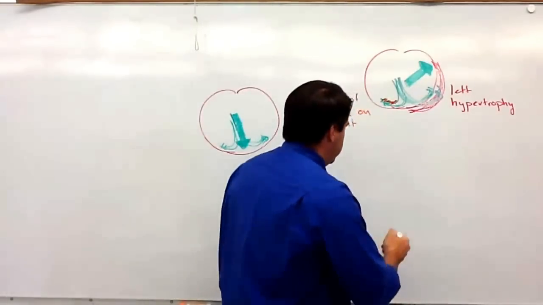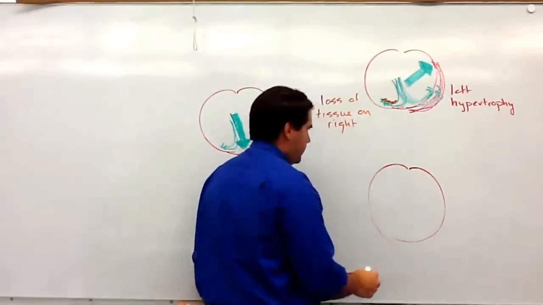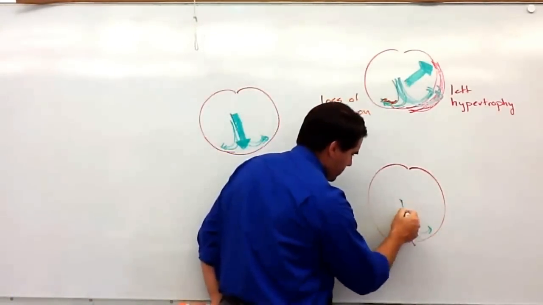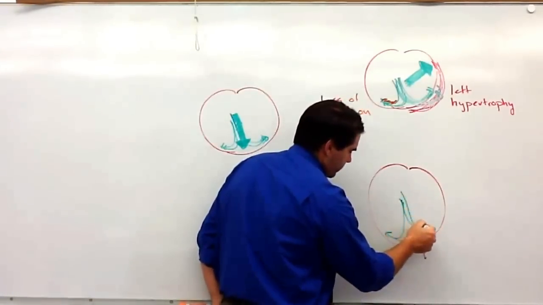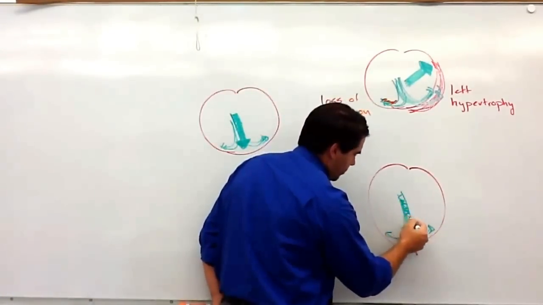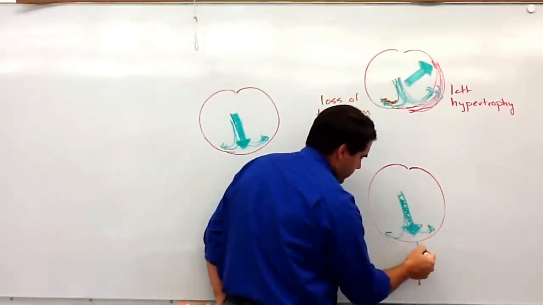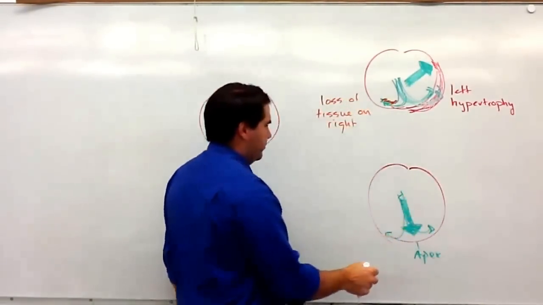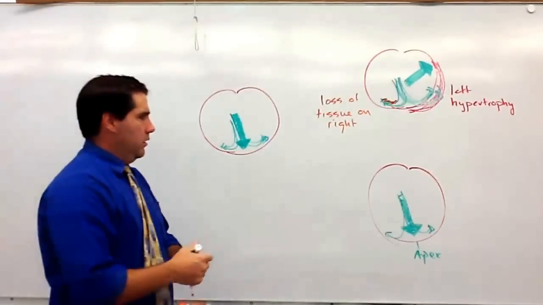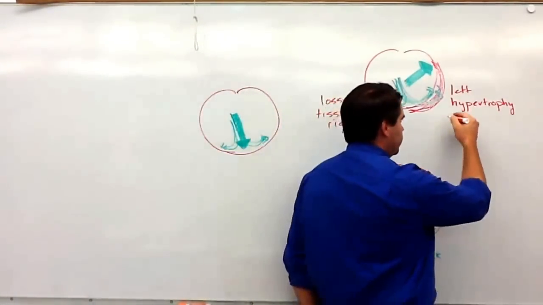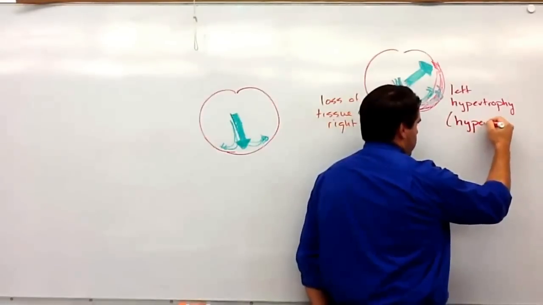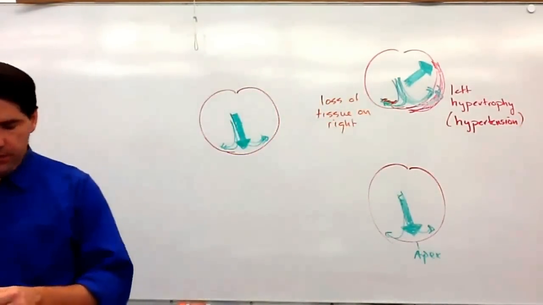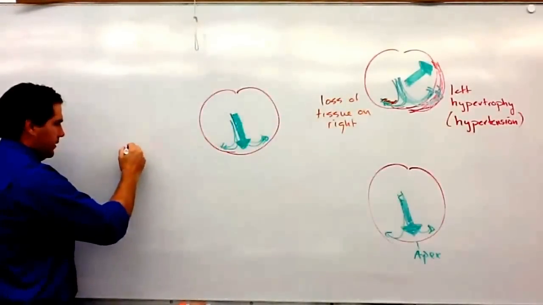I'm going to draw another normal one down here, because eventually I'm going to clutter this one up a little bit. Again, normal would be the voltage vector is heading towards the apex of the heart. So it's heading towards the apex. Just to add in, just as an example, left hypertrophy again could be caused by hypertension. You have a similar shift to the right, and everything is going to be kind of the opposite.